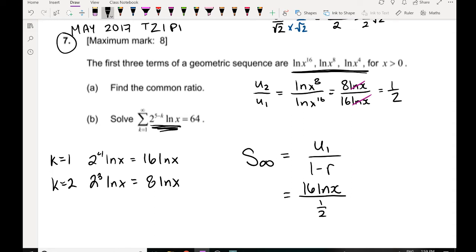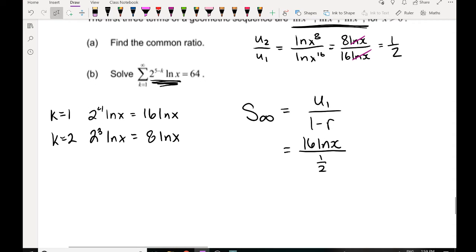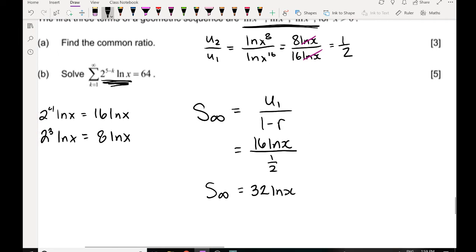So this is the sum that we're finding: 16 ln x over 1 minus 1/2, which is still a half, so I just wrote in a half instead of writing out the steps. When I divide by a half, I actually multiply by 2, so I get 32 ln x. That's the infinite sum. But they're telling me to solve the equation where this infinite sum is equal to 64.